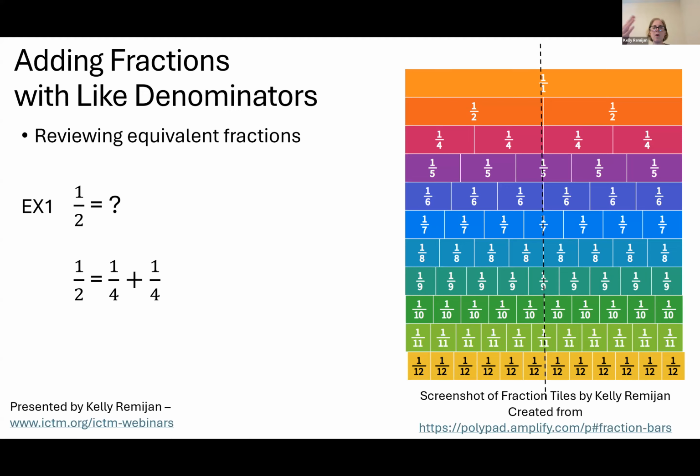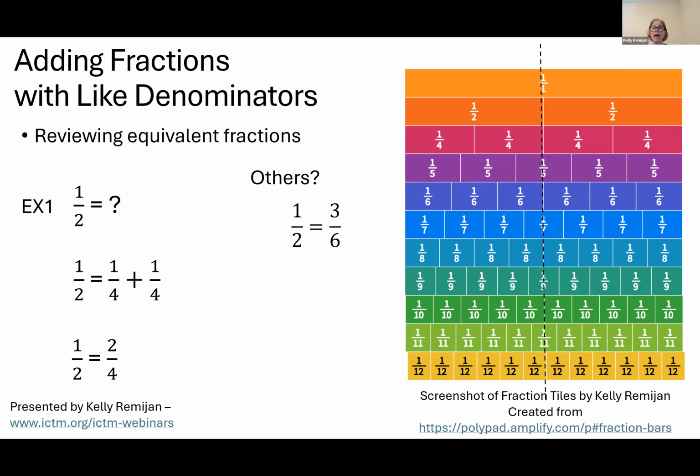Now, some students would say that 1/2 would be equivalent to 2/8, because they would add the top numbers and they would add the bottom numbers. But if you look at the screen here, 2/8 is this, which is not equivalent to 1/2. What I have, though, is 1/2 is equal to 1/4 plus 1/4, or 2/4, or 4/8, not 2/8. It's a way for them to see things for themselves. And hopefully it makes a little bit more sense.